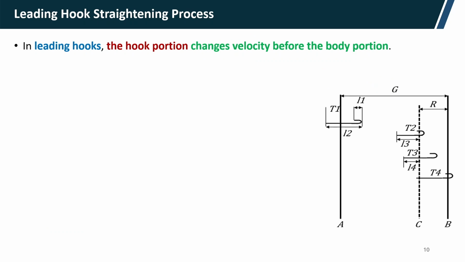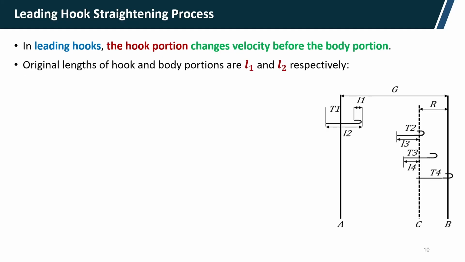Now, from this representation, the original lengths of hook and body portion are L1 and L2. So, this is L1 here and L2 is the body portion. This one is hook L1, and here it will be L2 body portion. So, L1 plus L2 will be the fiber length.